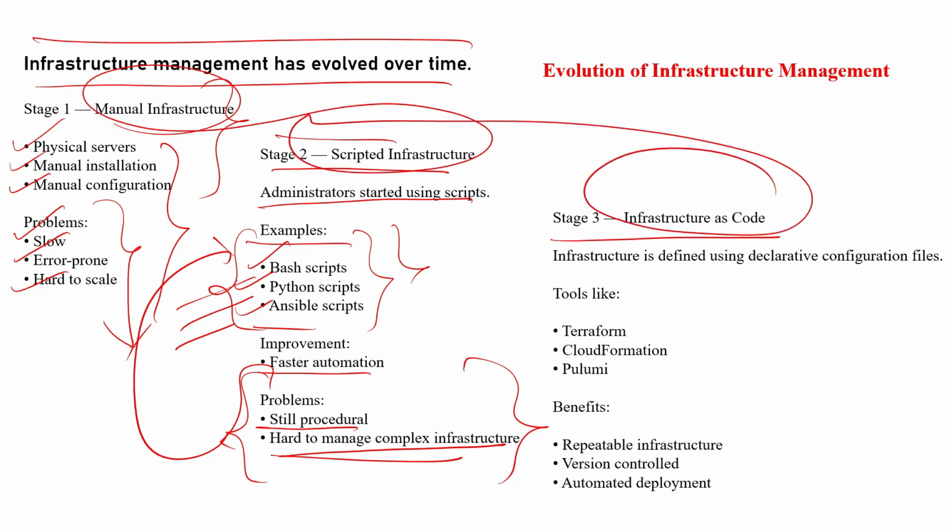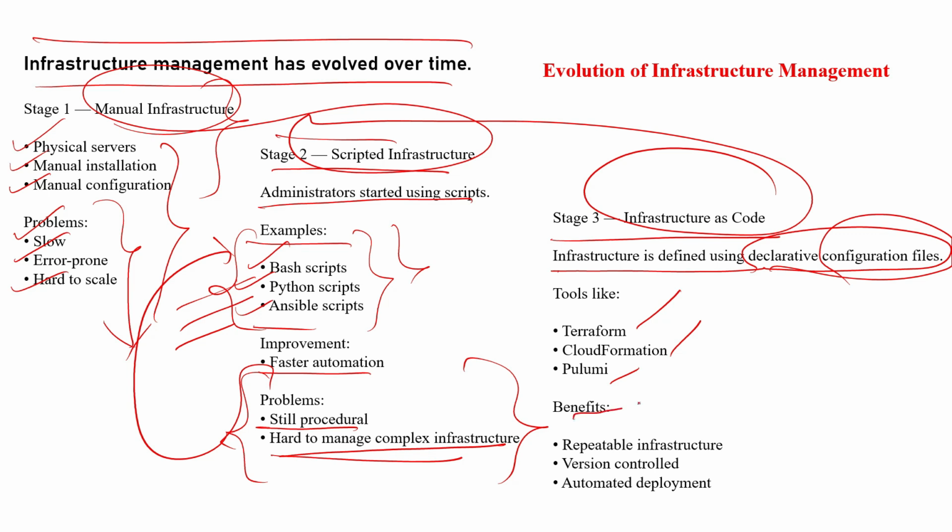from manual to scripted, and then infrastructure as code. Here we are using declarative configuration files. Configuration files means we have static files where Terraform has a proper syntax, and in that syntax we incorporate our logic, or you can say the resources that we want to configure. A few tools like Terraform, CloudFormation, and Pulumi are there, and apart from that there are a few more tools. I will give you an overview of that in the next sessions.